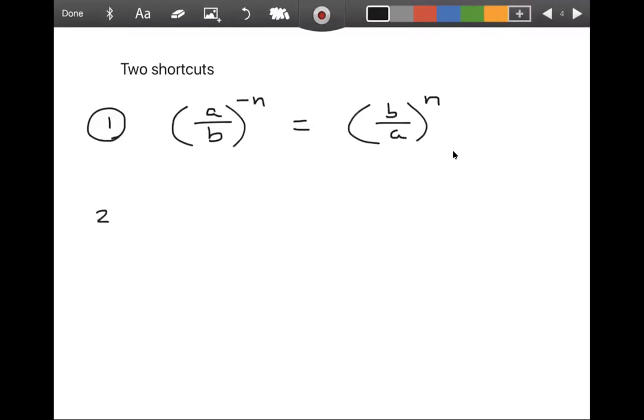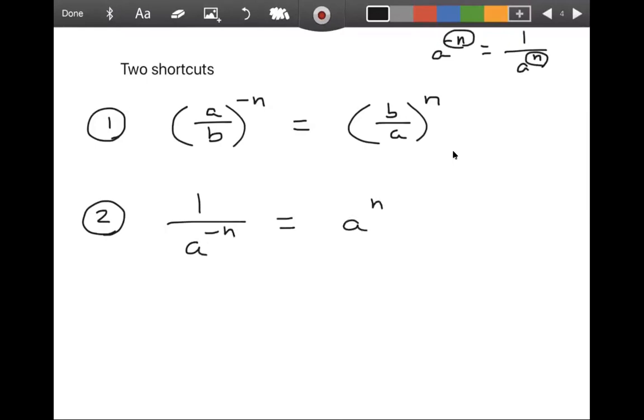And then shortcut number 2, this comes from example C. So we already know that a to the -n is 1 over a to the n. In other words, to make a negative exponent positive, if the negative exponent is upstairs, you send it downstairs. Well, the reverse is also true. If the negative exponent is downstairs, you can send it upstairs. Okay. So you'll see me making use of these shortcuts in future problems. All right, so let's see what else we have.